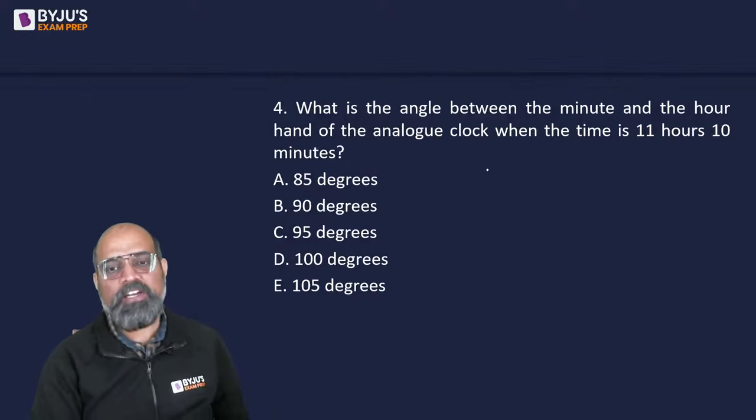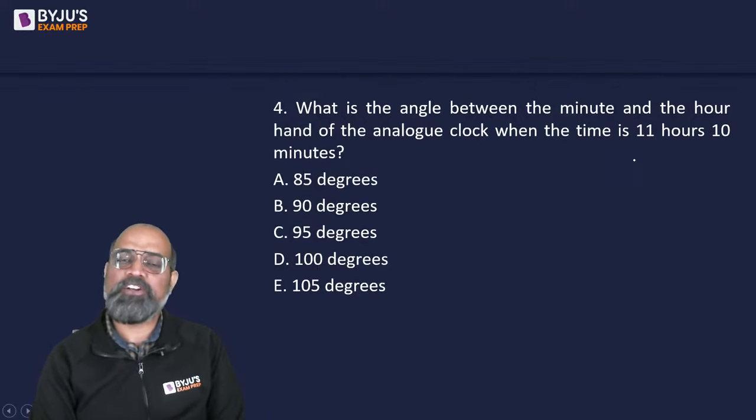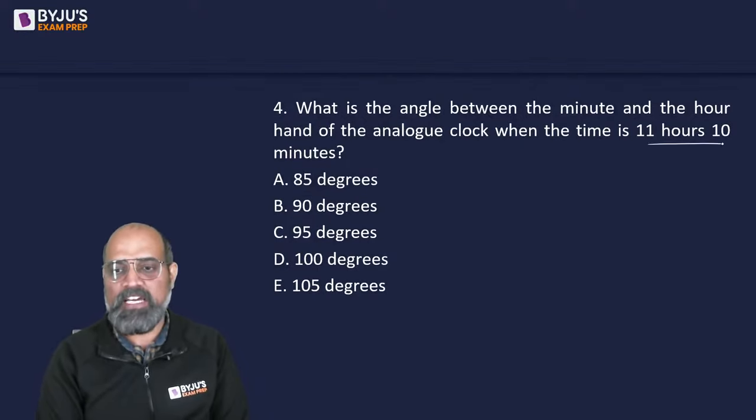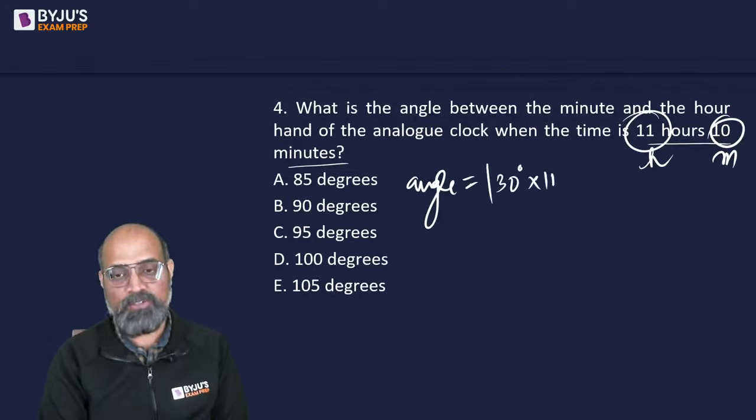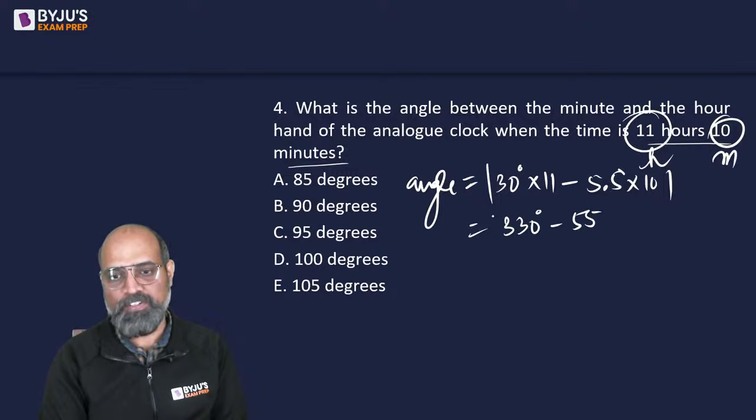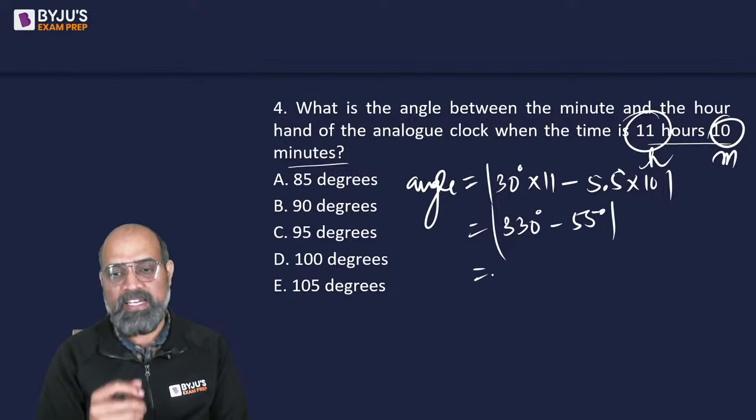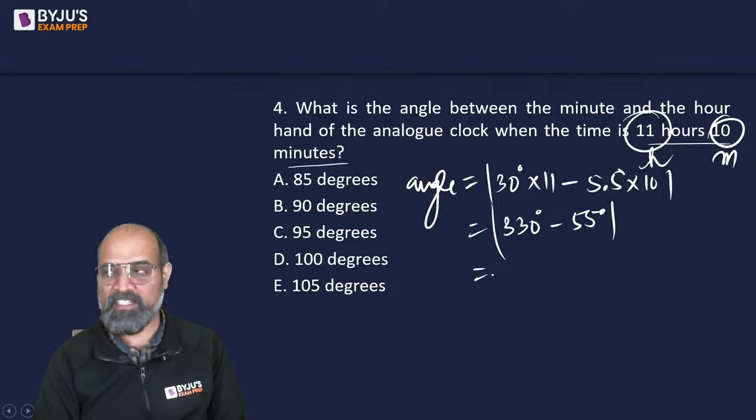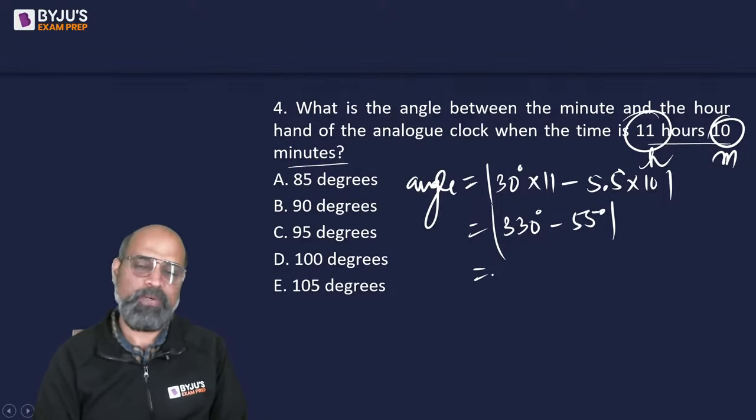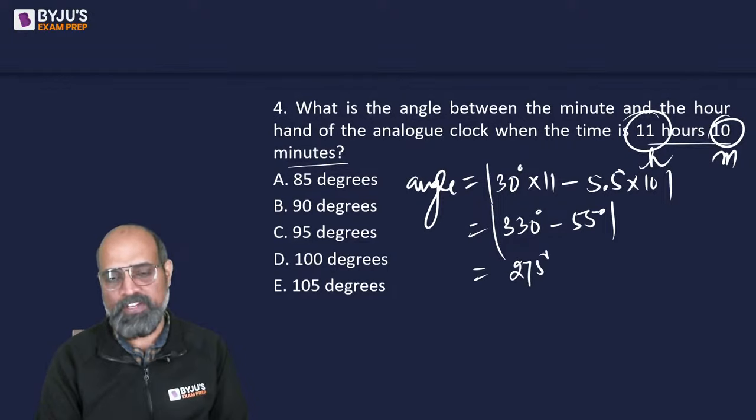Okay, the next one. What is the angle between the minute and hour hand of an analog clock when the time is 11 hours 10 minutes? So we know the value of H, we know the value of M. Let's put it in the formula. So angle is going to be 30 degrees into 11 minus 5.5 degrees into 10. So this is going to be 330 degrees minus 55 degrees. 330 minus 30 is 300, minus 25 is 275 degrees.